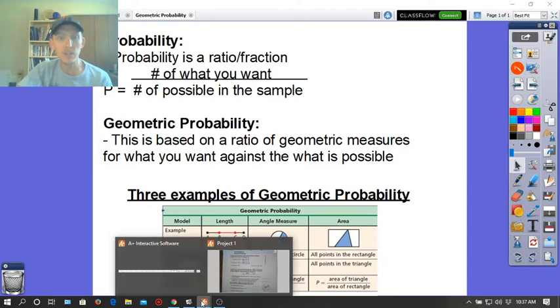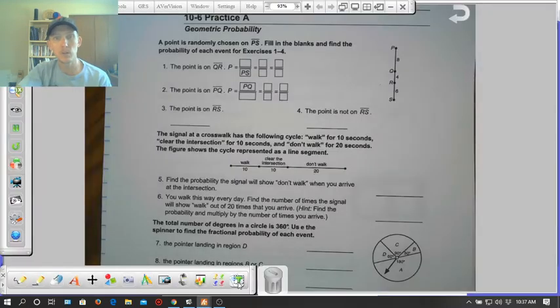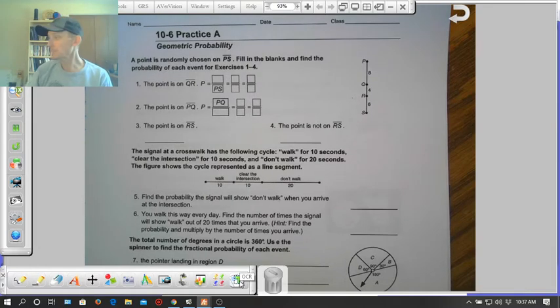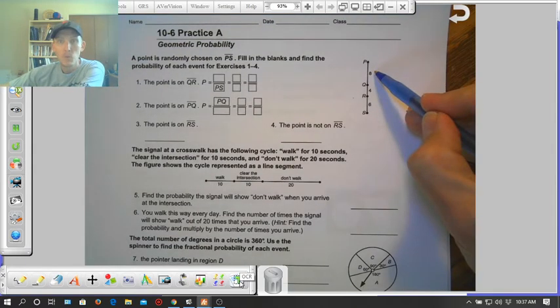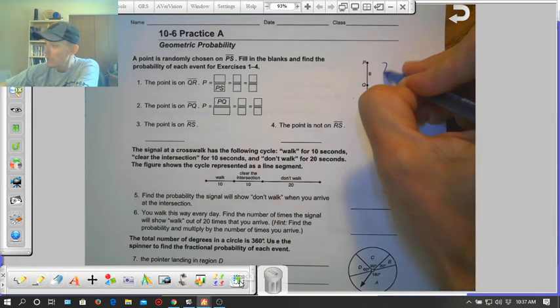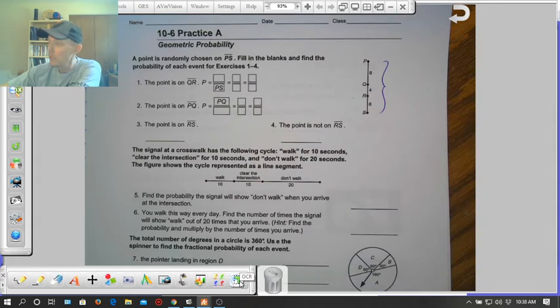So let's take a look at some examples for your homework page. Over here we have 10-6 practice A, and we'll work our way through certain portions of this. If I look at the first portion here, I have a line segment with 8 and 4 and 6. So that makes the whole entire thing a total of 18.